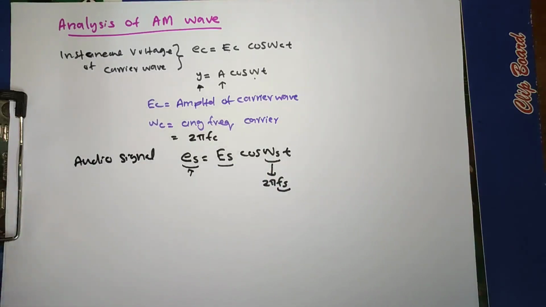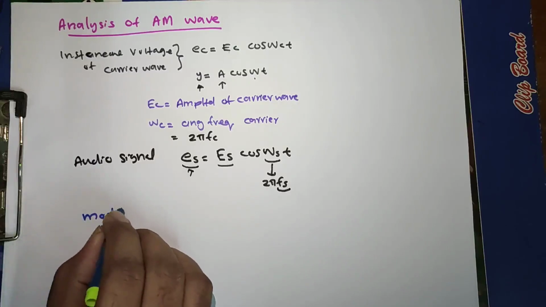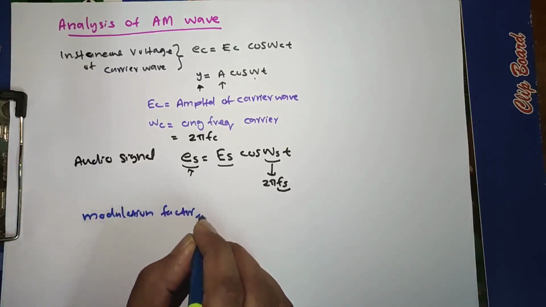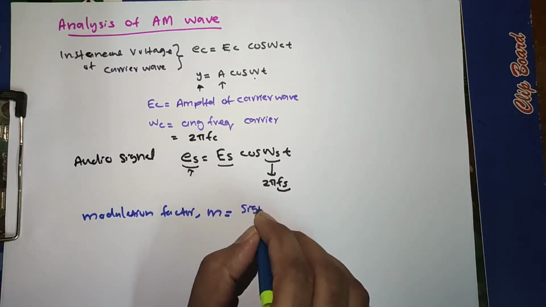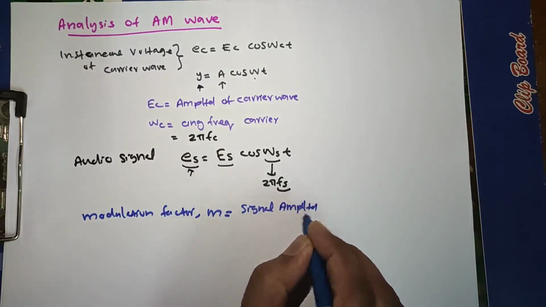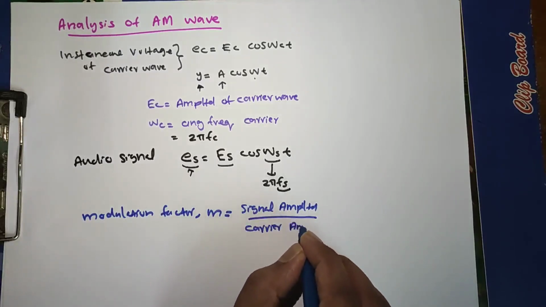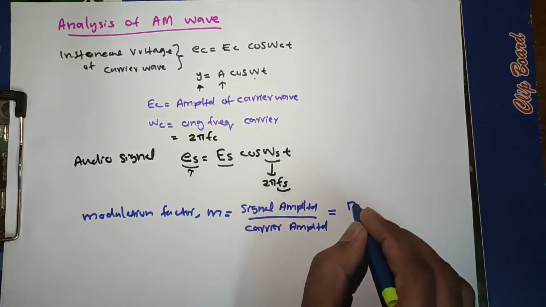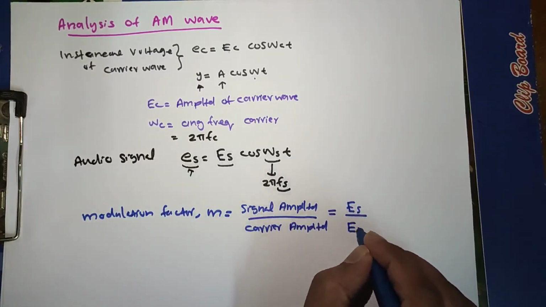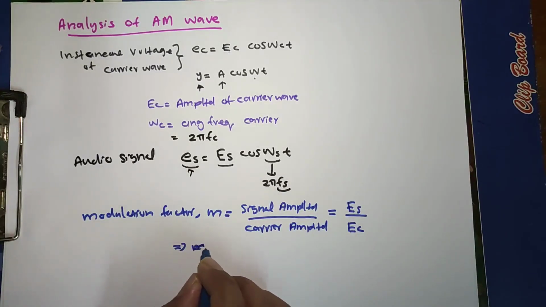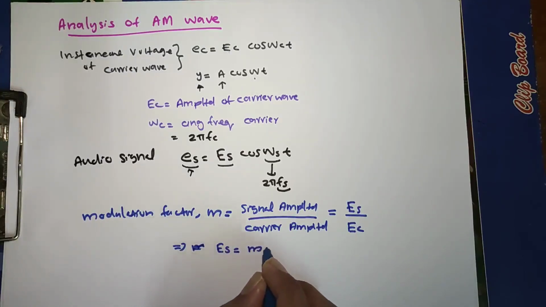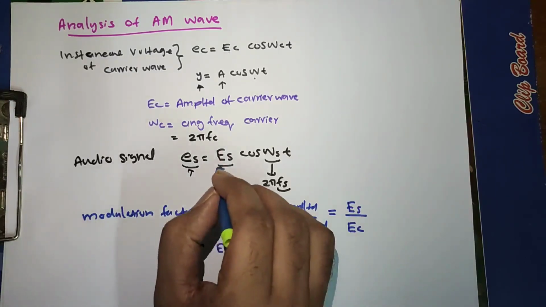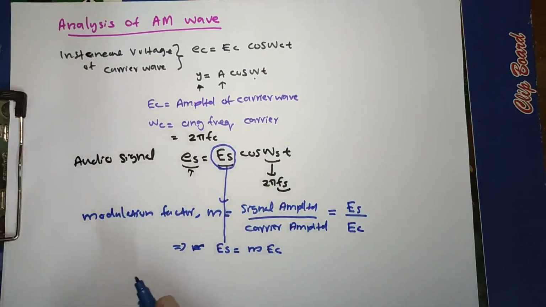Now, the modulation factor M is defined as the signal amplitude by carrier amplitude. So this will be equal to the signal amplitude ES and carrier amplitude capital EC. So from here we have the signal amplitude ES is equal to M times EC. So I can substitute for this ES here. Therefore, the instantaneous voltage of the signal, small es, can be represented as M times EC cos omega s t.